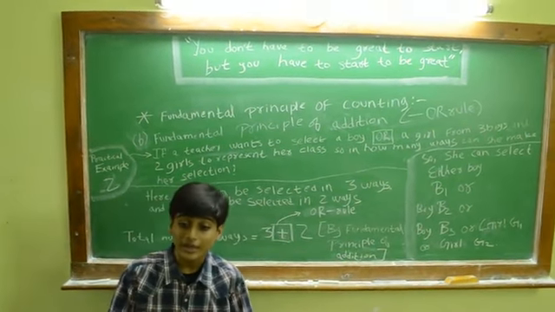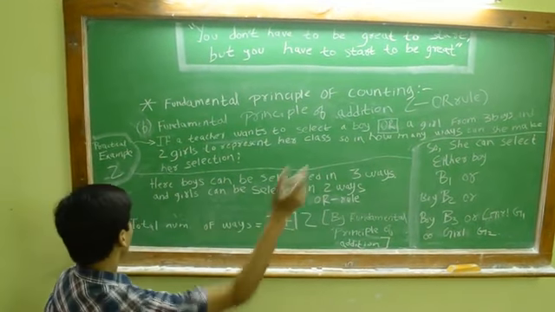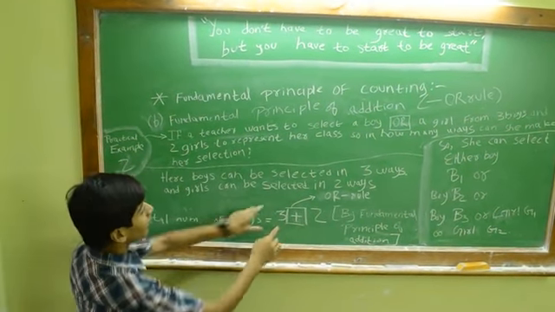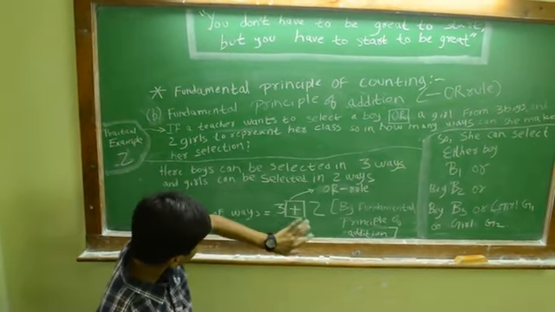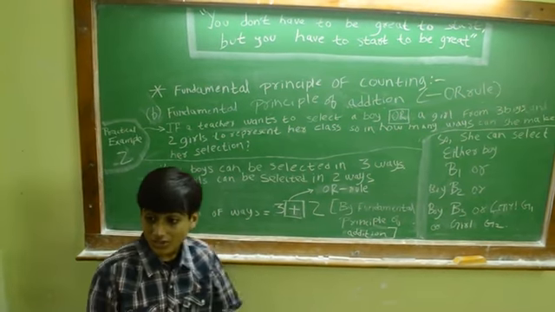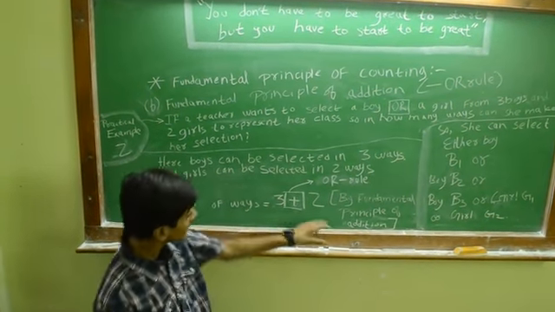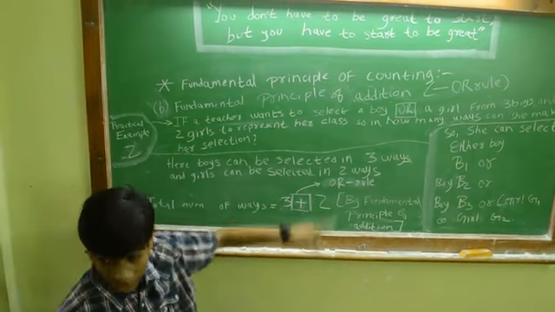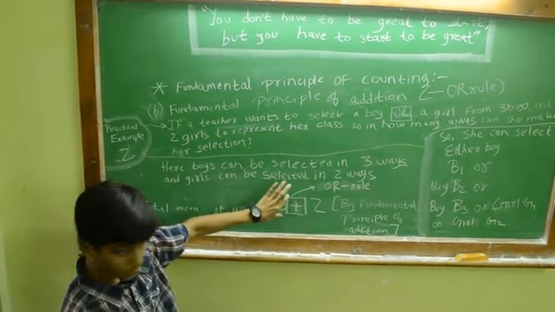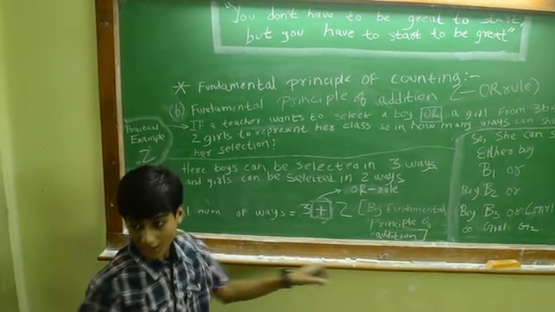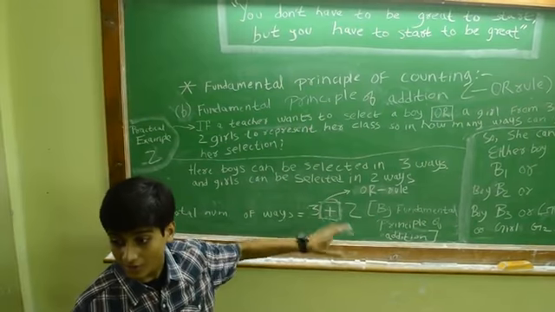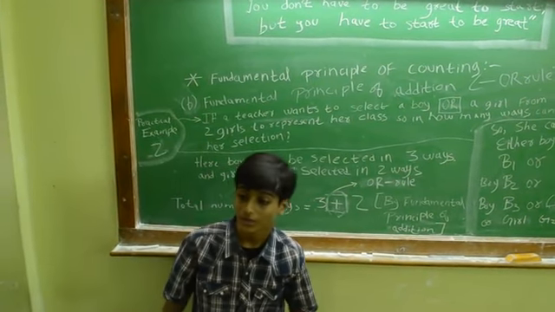So how did we get it? For the total number of ways, boys she can select in 3 different ways, girls she can select in 2 different ways, as she has to select either a boy or a girl. Hence the fundamental principle of addition works here, and that is the OR rule. So whenever the OR comes, that is our positive sign. We will just add them whenever the OR comes in our questions.